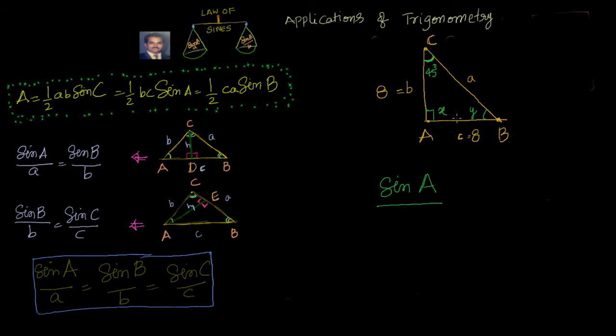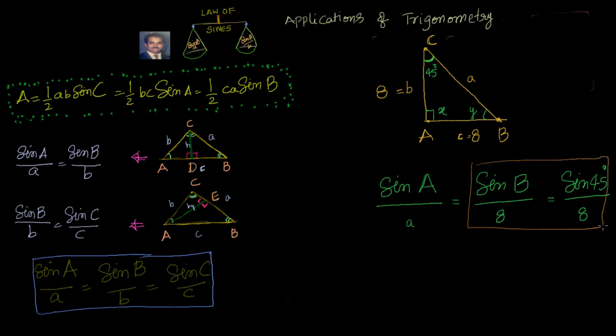Sine of A by small a, which we don't know, equals sine of capital B, which we don't know, divided by small b, but we know small b is equal to 8. Similarly, we know sine of C, that's 45 degrees, divided by small c, which is equal to 8. Now if you look at this part, sine of B by 8 equals sine of 45 by 8, which will give you B equal to 45 degrees.